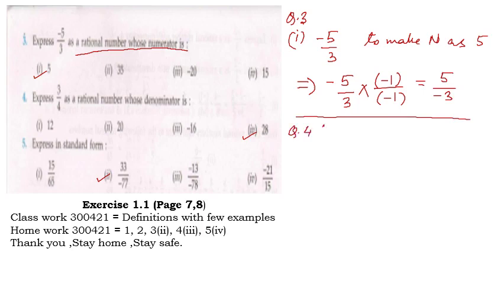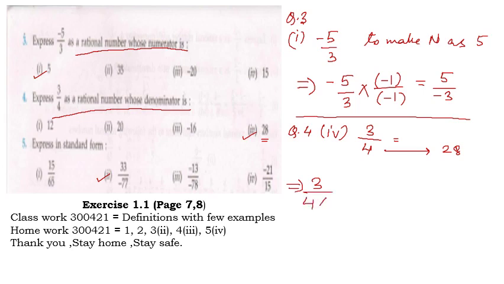Same way, let us do question fourth part. Now what is it saying? They are asking us to express 3 by 4 as a rational number whose denominator is 28. So the number given is 3 by 4 and they are asking you to make 4 to 28. So in order to make 4 to 28, what are we going to do? If you read the table of 4, 4 sevens are 28. So what will I do? I will multiply my 4 with the 7.